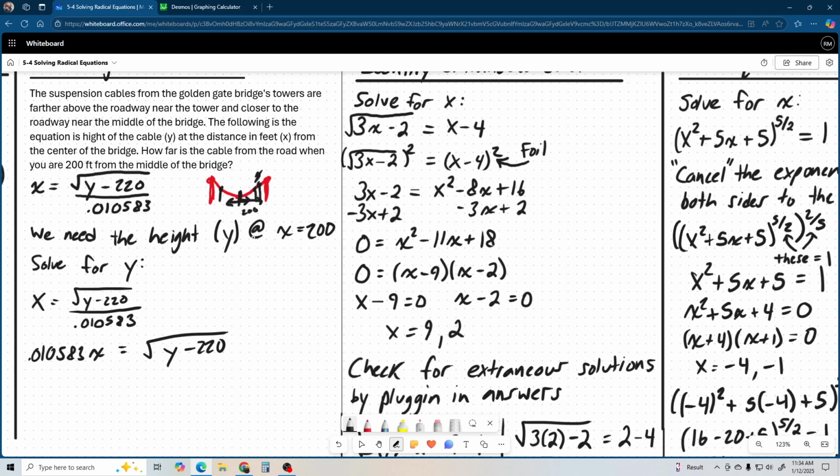So let's go ahead and get rid of the radical, right? And because this is a square root, we have to square both sides. So we have to square both sides over here. And so now when we square both sides, we're going to get this number. I already kind of did the math ahead of time, so just trust me. So 0.010583 squared is 0.000112.